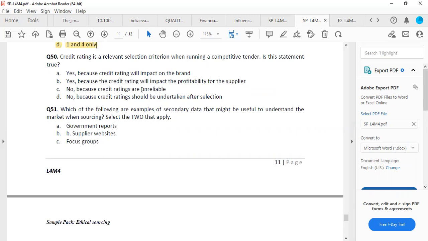Yes, because credit rating will impact on the brand. Yes, because the credit rating will impact on the profitability of the supplier. No, because credit ratings are unreliable. No, because credit ratings should be undertaken after selection. B. Okay. So yes, because the credit rating will impact the profitability of the supplier.